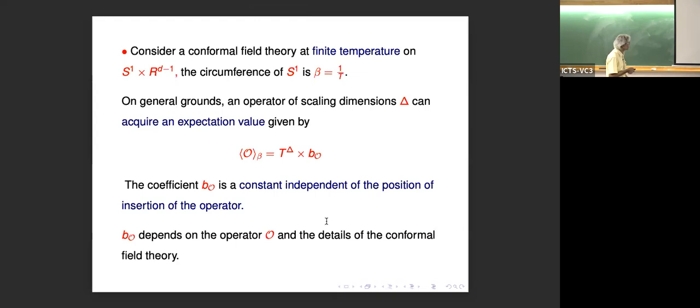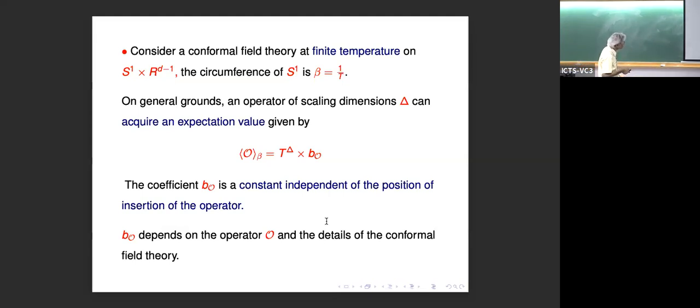So let me begin with a simple introduction so that we know what we are heading towards. We are considering a conformal field theory at finite temperature. So it's on S1 times R^(d-1), where the spatial extent is the real space, d minus 1. The conformal field theory is in d dimensions, and the finite temperature is reflected by the fact that S1 is compact.